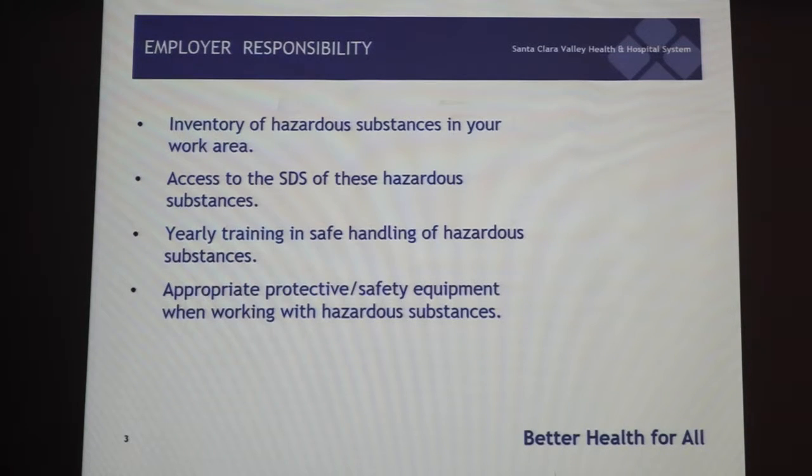It's your employer's responsibility to give you an inventory of hazardous substances in your work area, access to the safety data sheet of these substances, annual training in handling chemicals, and appropriate protective safety equipment when working with hazardous substances.